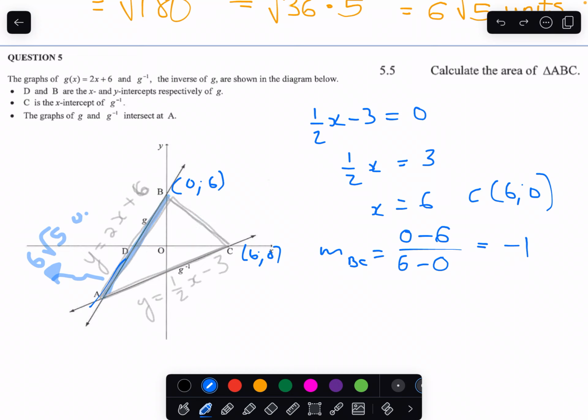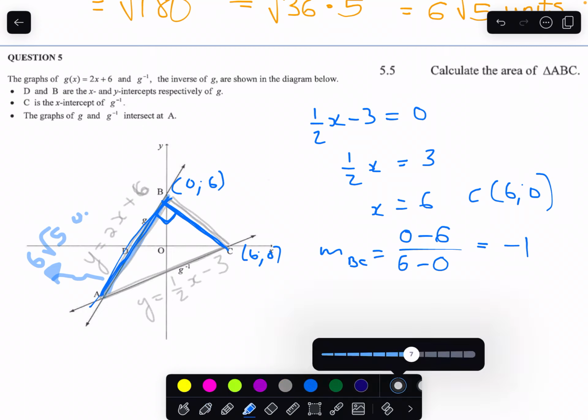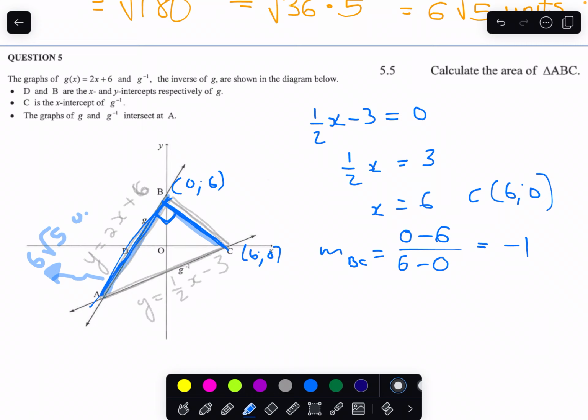Let's see if we can use the side we already have. We have this potentially as a base. I could find the perpendicular height from here, from C. Right, so I could figure out pretty much same method. Find the gradient of this line using the fact that they are perpendicular. So the gradient of this line would be negative a half.